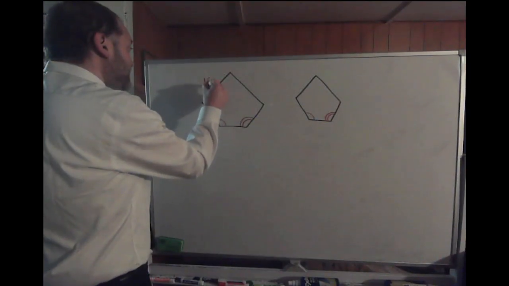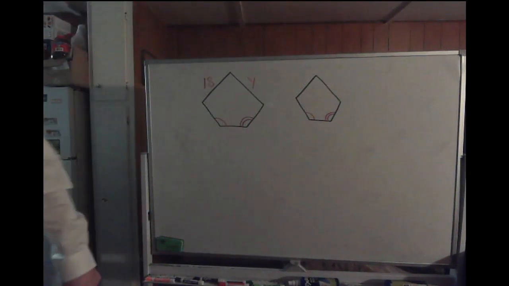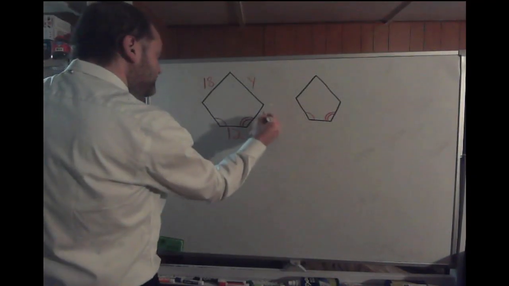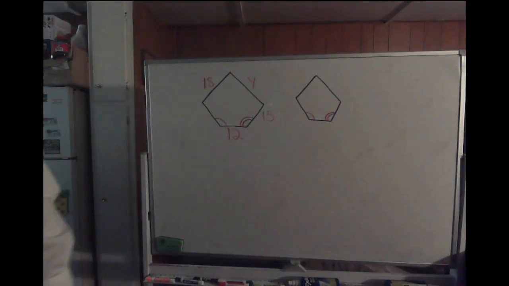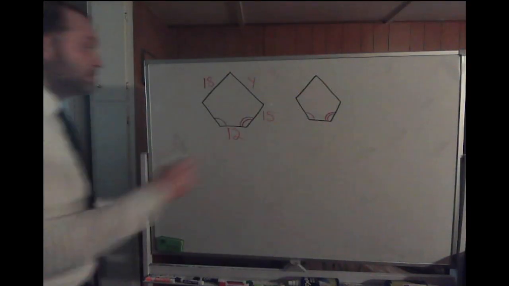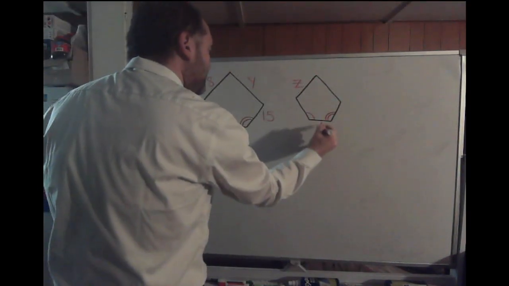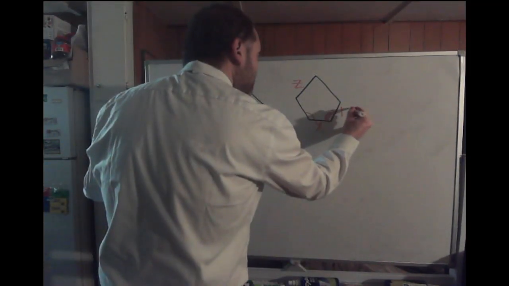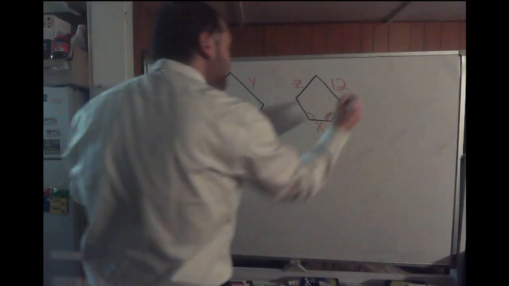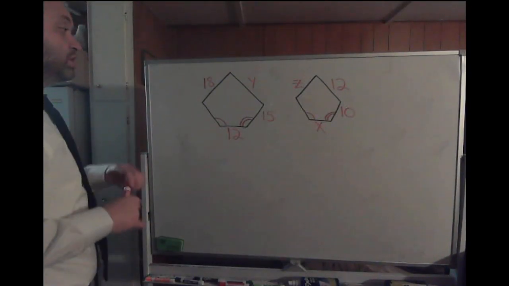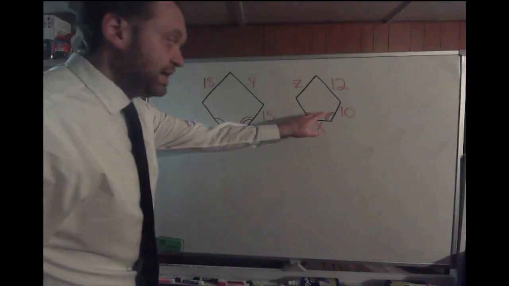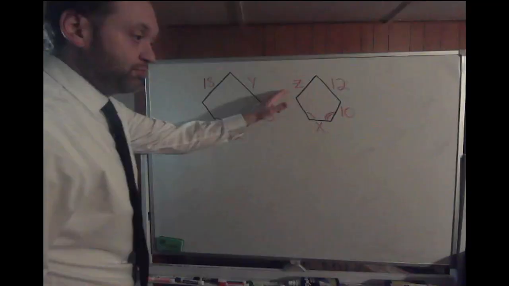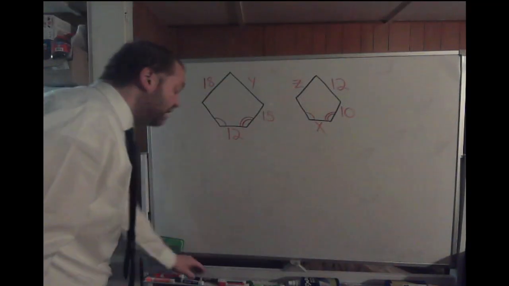This will be 18, y, 12, 15. And what's in the next one? Z, x, 10 and 12. Okay, so this time, based on the way the corresponding angles are aligned of these similar pentagons, everything is in their proper place this time. Nothing's flipped, so it's going to make this problem a lot easier.